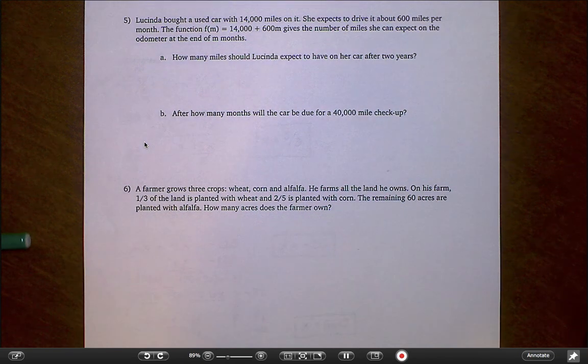Hi everyone. This is the second part of section 1.5 for Algebra 1A. This is on equation solving, and this video will focus specifically on the two word problem examples that you find in your notes.